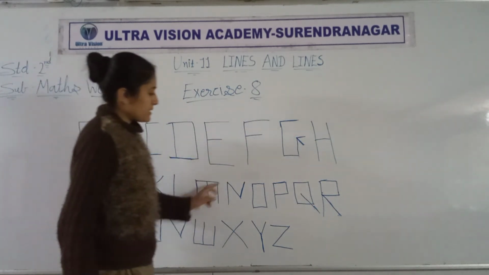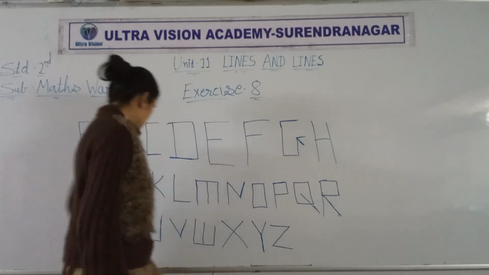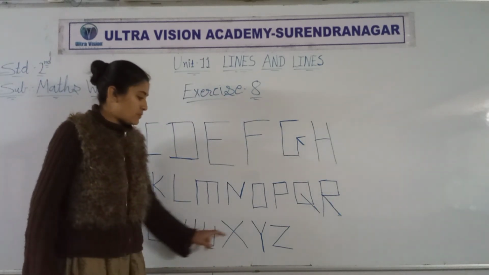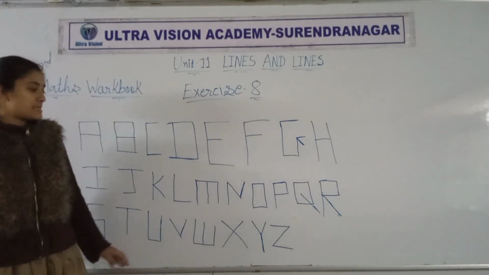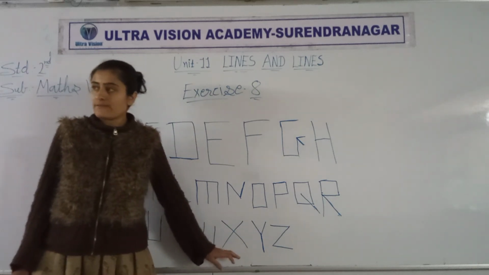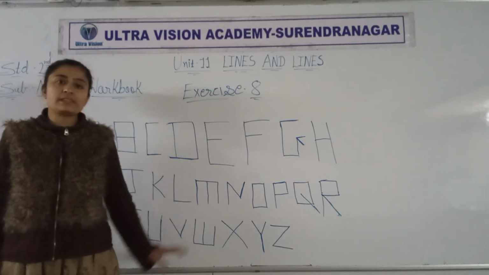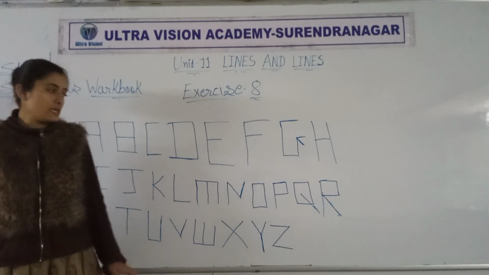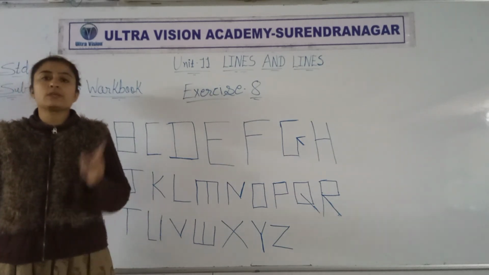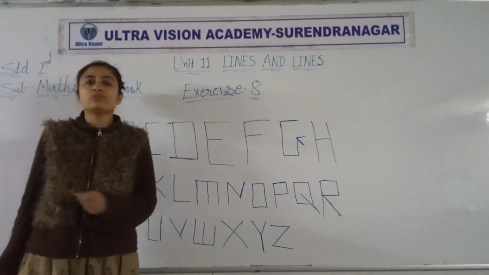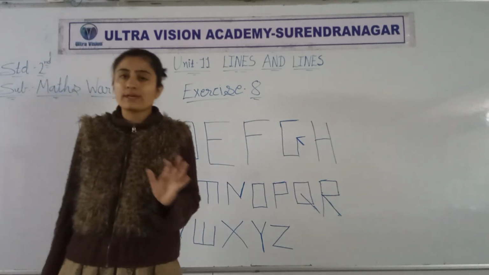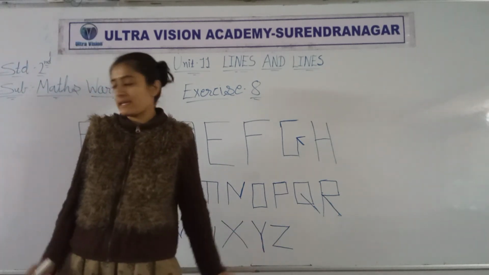J, K, L, M, N, O, P, Q, R, S, T, U, V, W, X, Y, and Z. X, Y, and Z using lines without curved lines. Okay, you have to draw it using only lines, and you also have to use a scale. You can use your scale and make it.